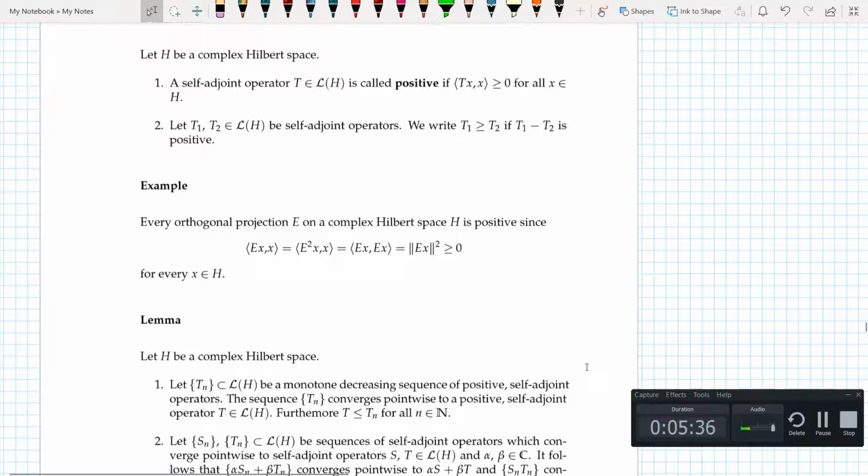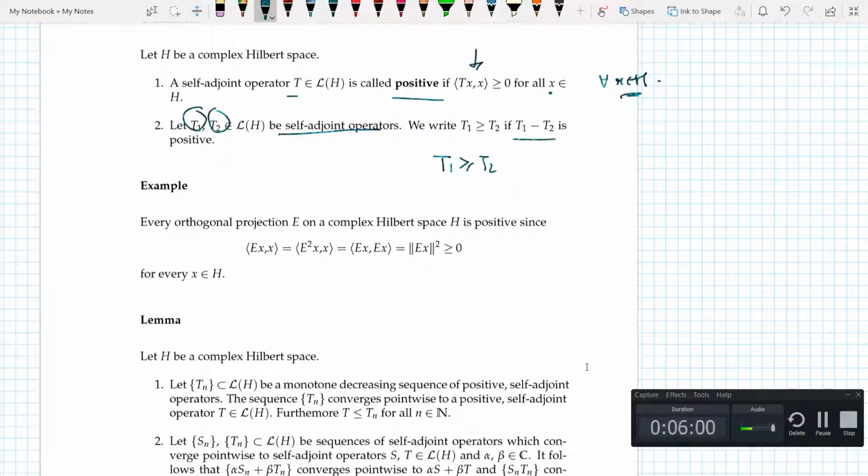Okay, that is the definition of what we mean by a positive operator. A self-adjoint operator T is called positive if this condition holds for all x belongs to H. That's important. And the next thing is: let T1 and T2 be self-adjoint operators. We write T1 greater than or equal to T2 if T1 minus T2 is positive.